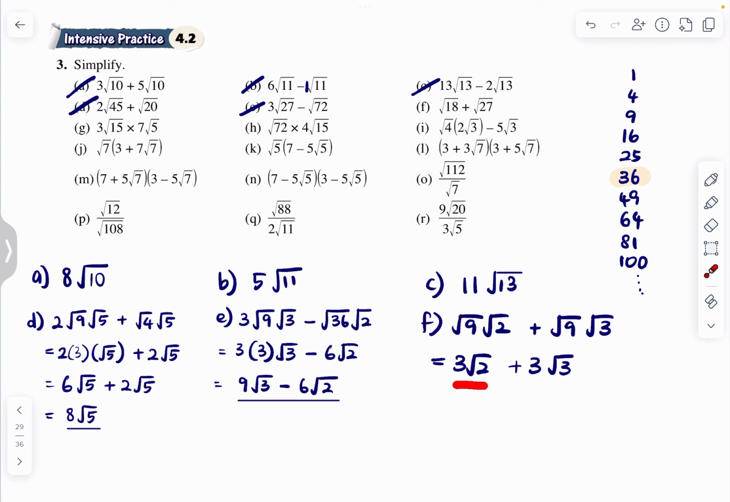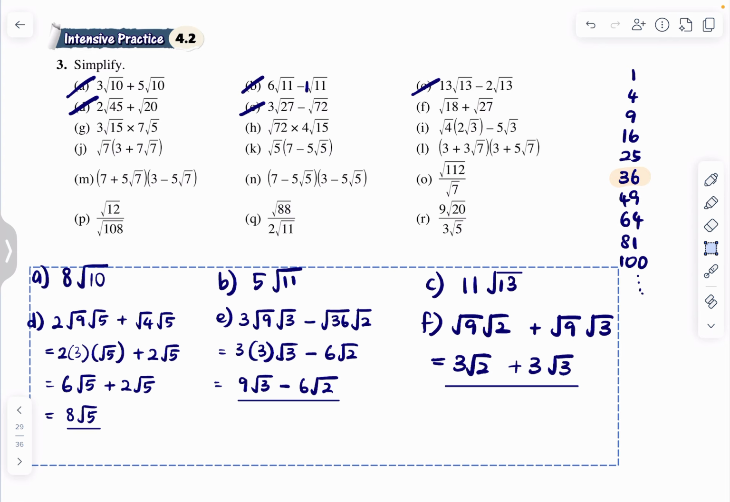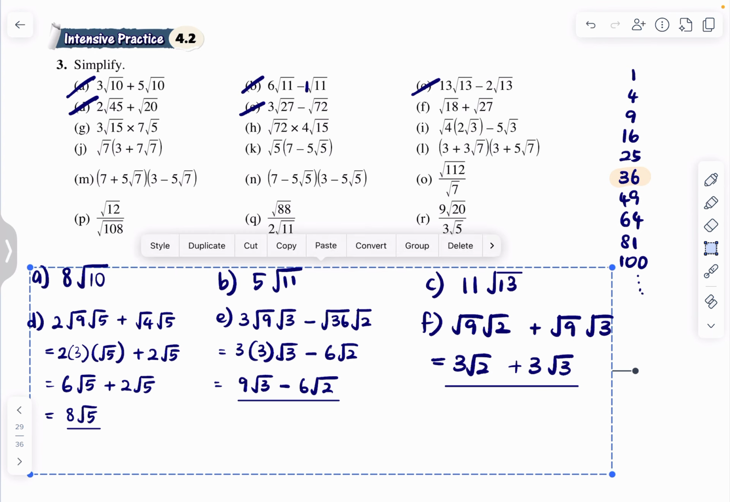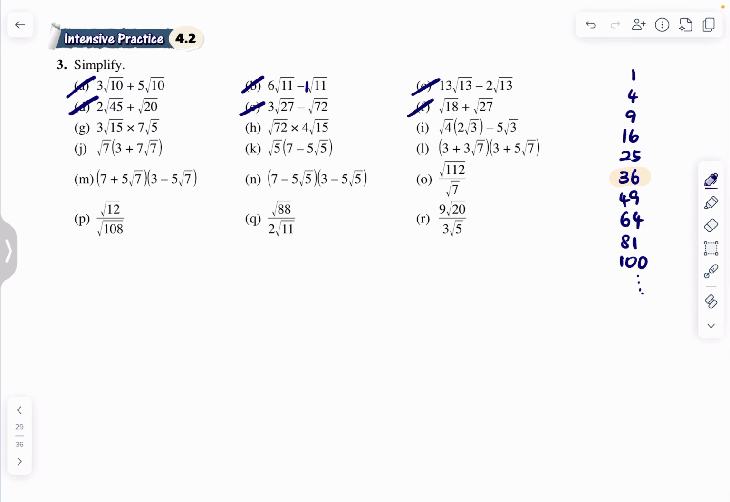These two we cannot do anything now. Different sets. Apples, oranges. So this will be our final answer. Okay, same thing here. We can't simplify that further. Right. Let's delete this. Okay, done. Let's look at G.